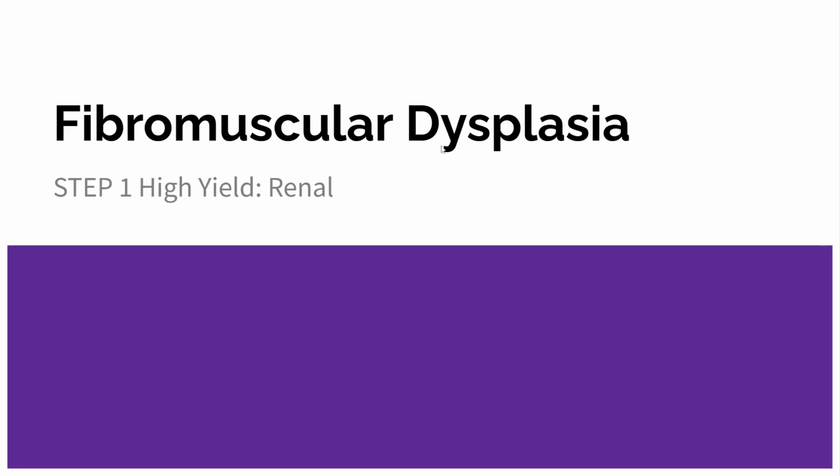Welcome back to this video about fibromuscular dysplasia. This is a very classic and high yield cause of secondary hypertension on Step 1, and it comes up a lot, even though I feel like once you figure out how to recognize it, it's an easy question to get right, but it definitely comes up a lot, and that's why it's worth knowing.